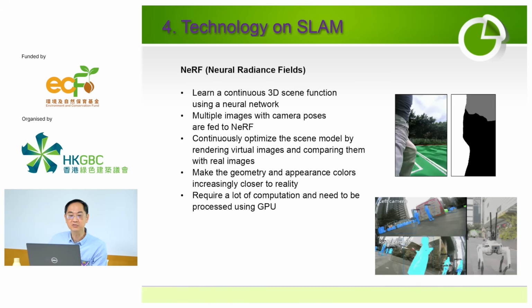And multiple images with camera poses are fed to the NeRF. With this, it continuously optimizes the scene model by rendering virtual images and comparing them with real images. It makes the geometry and appearance colors increasingly closer to realistic. Not only to cut, but also improve the color, the texture. But of course, it requires a lot of computation and needs to be processed by, as I said, the GPU. We can use this technology to count people, to calculate the area, the size. So this 3D-GS is a must in SLAM now.